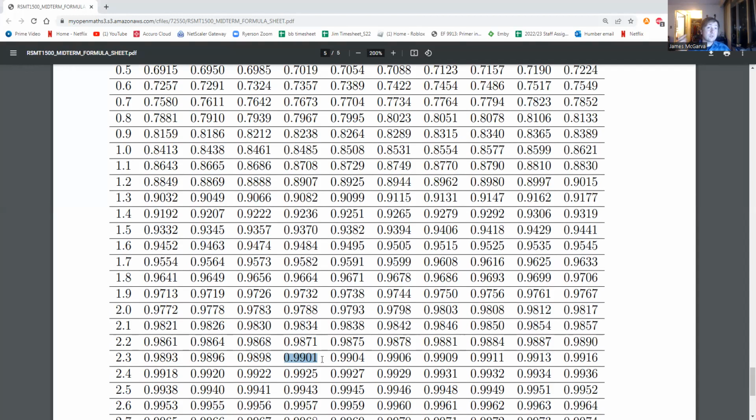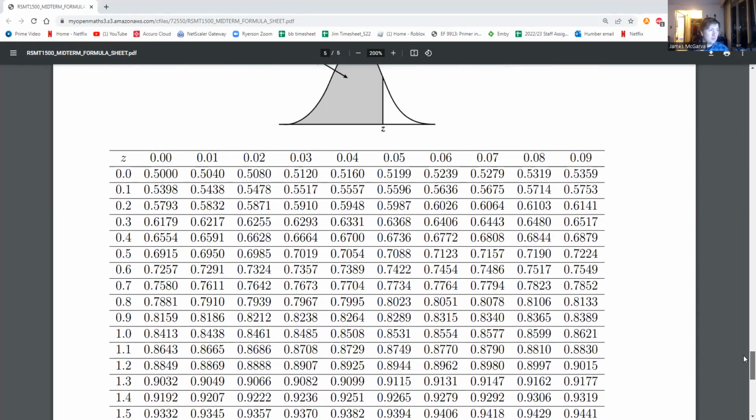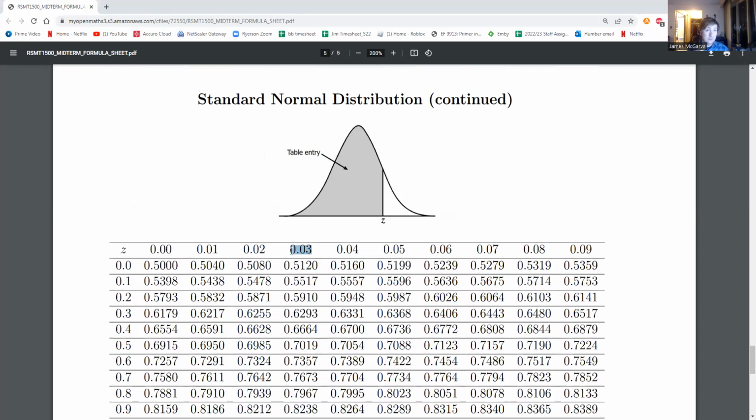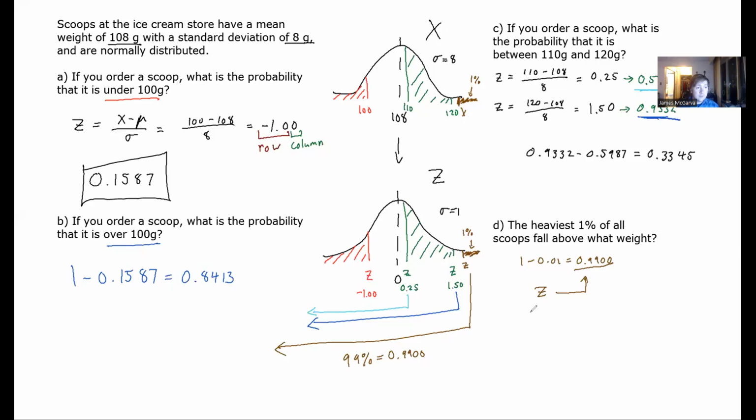And so what is the z-score that would give us that? It is 2.3 for the row. And then for the column, we're going to have to scroll up. 3. So 2.33. So we get z equals 2.33. All right, that is this z-score here. And so now we can convert up to get x.